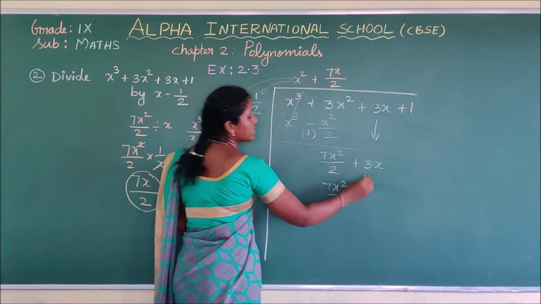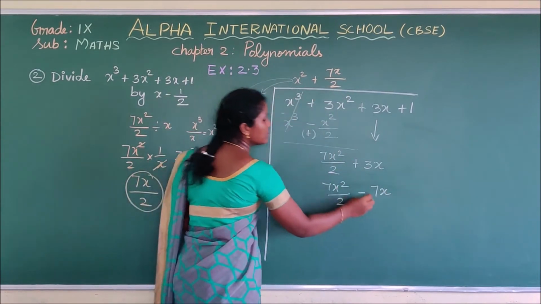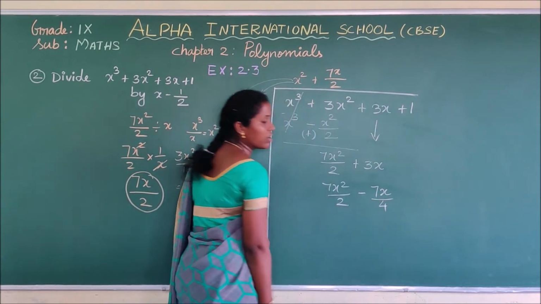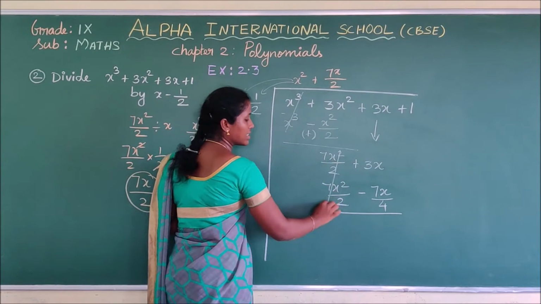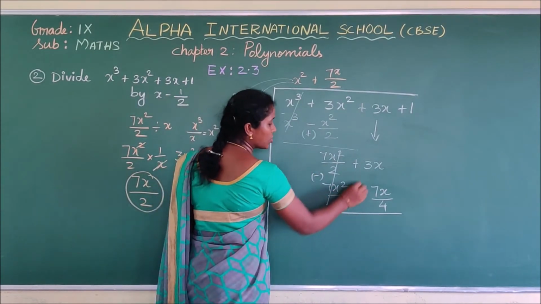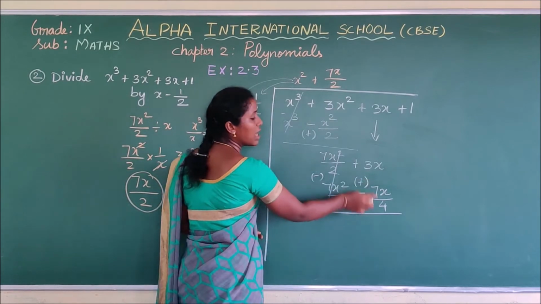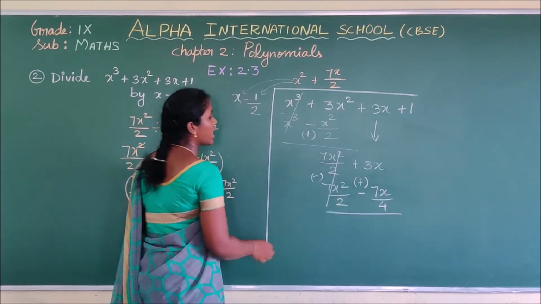1 into 7x is 7x, and 2 into 2 is 4. We are getting 4. Now listen, what about the first two terms? They are the same, so while subtracting they will get cancelled. Here the minuses, you have to change the symbol to plus. So you have to add these two terms.